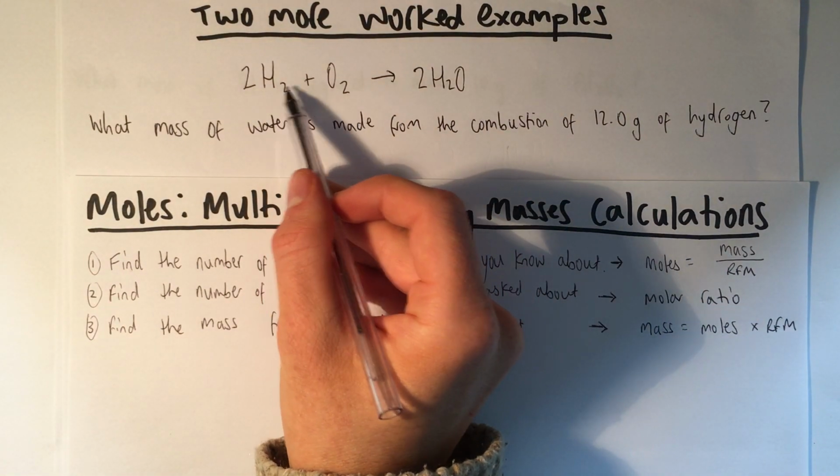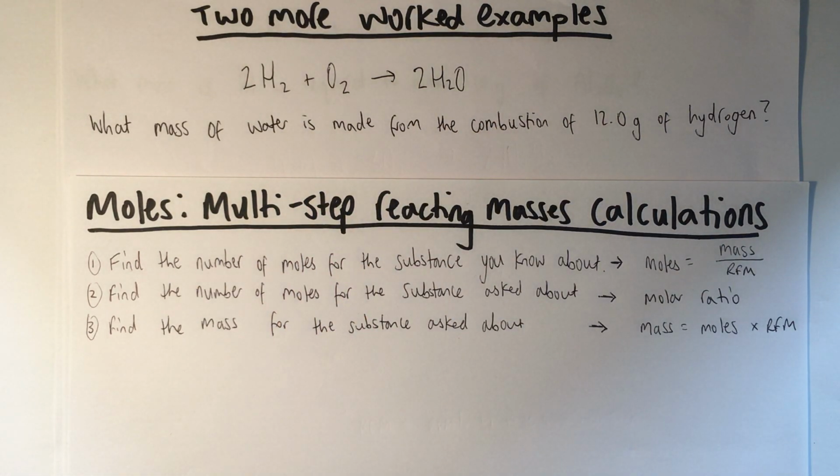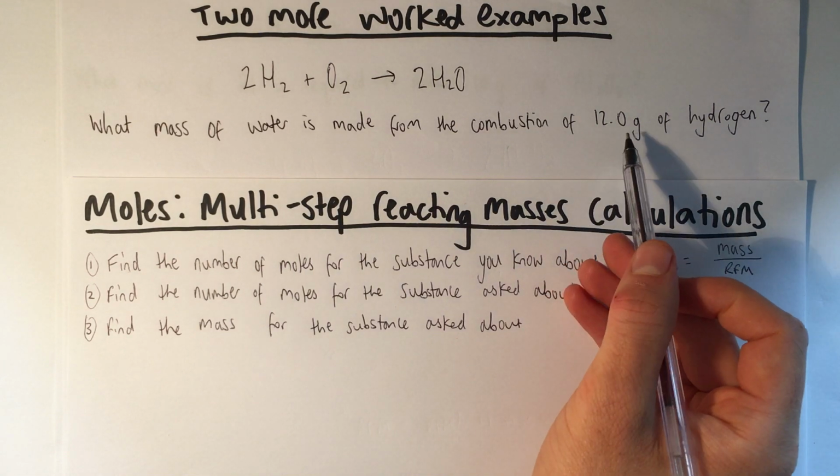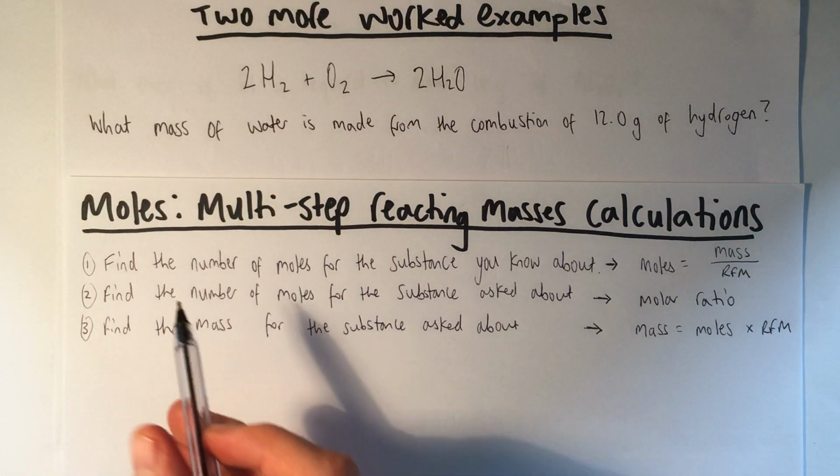Given the equation for hydrogen reacting with oxygen to make water. The question says, what mass of water is made from the combustion, so the reaction, of 12 grams of hydrogen? Okay, so let's go through the method.